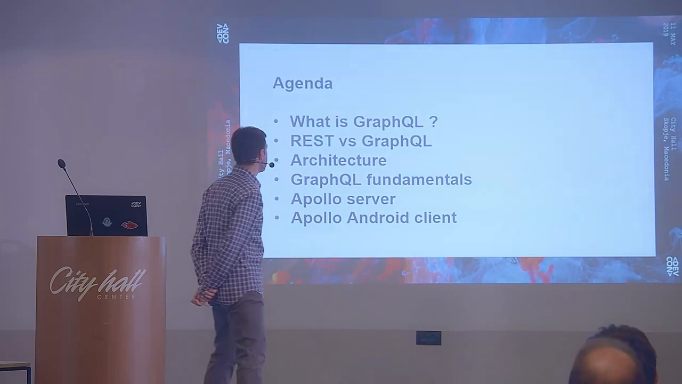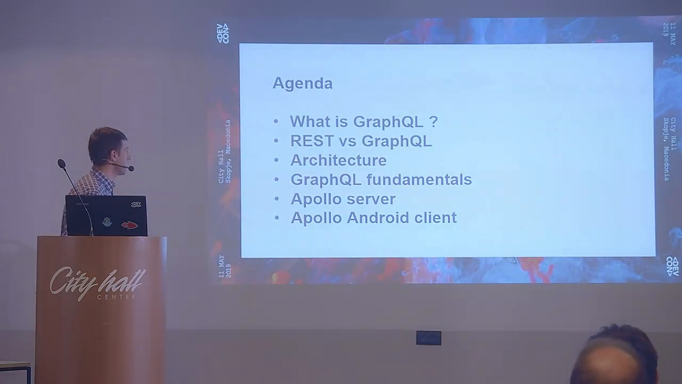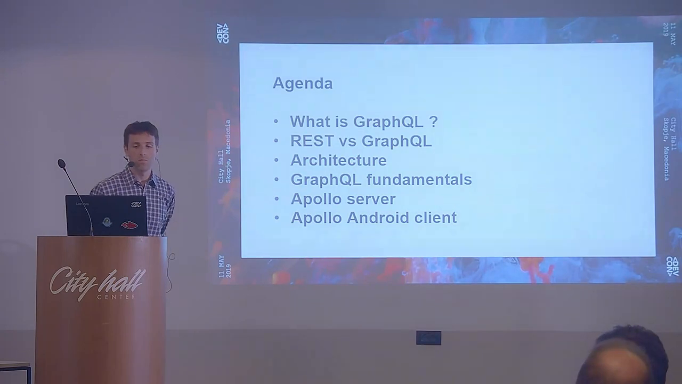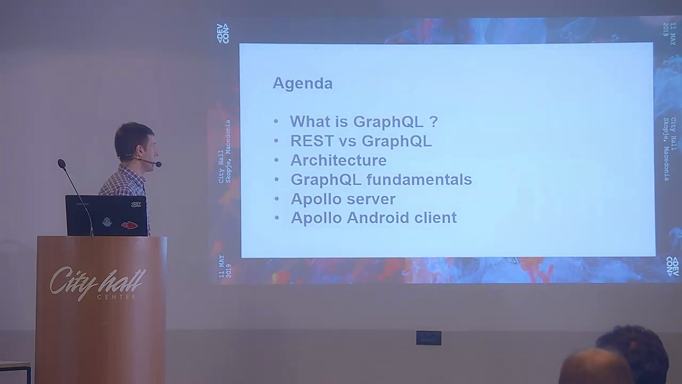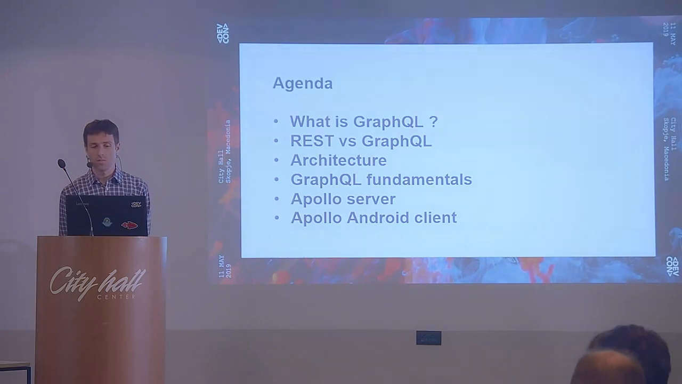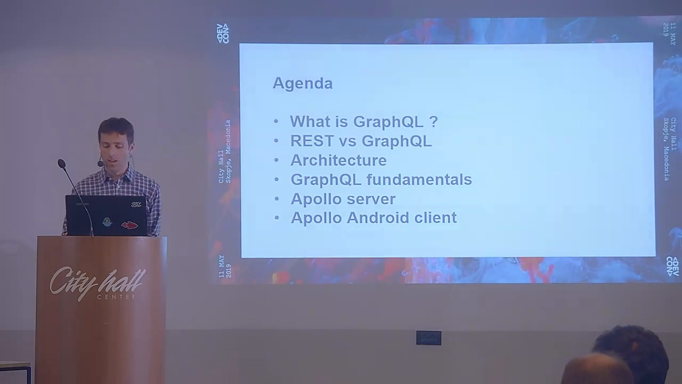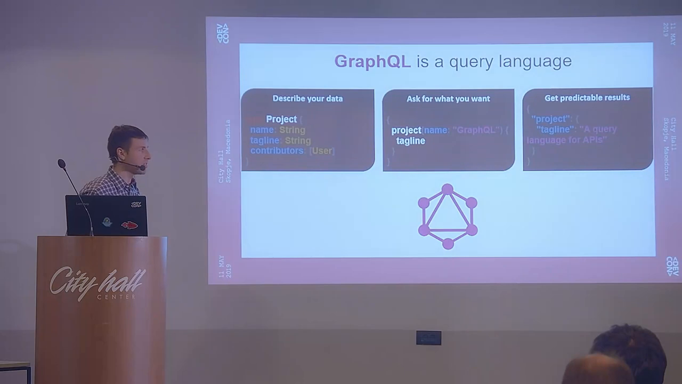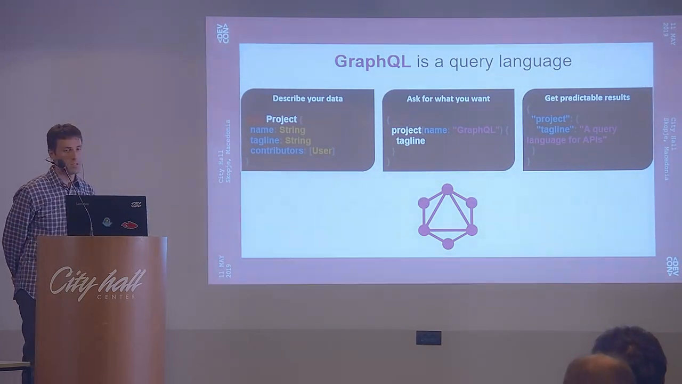So the agenda is a little bit simple, but we will talk about the different parts of the systems. In the beginning, we will see what GraphQL actually is, and some points on the benefits of GraphQL over the REST API. I will show three architectures which are generally used in systems between the server and clients. And we will describe the GraphQL fundamentals that would be used on an Apollo server, and as a client we use the Android client, but it can be any type of client, but we will keep to Apollo because it's one of the most popular.